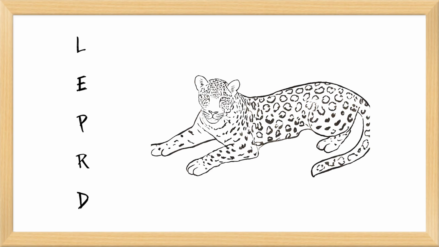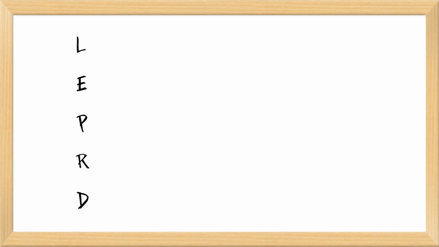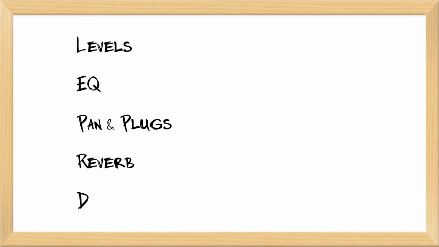All right, so the letters are L, E, P, R, D. Now, I know this isn't spelled correctly, but if you look at it, it looks like it spells leopard. All right, let's fill in the letters. L stands for levels, E, EQ, P, pan and plugins, R, reverb, and D, denoise. All right, let's break this down even further.